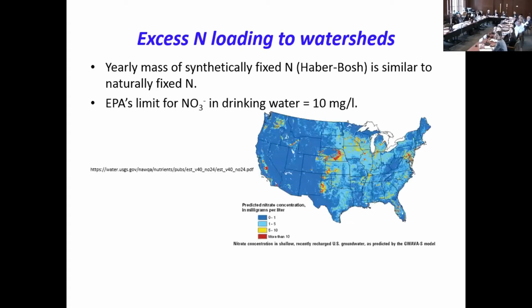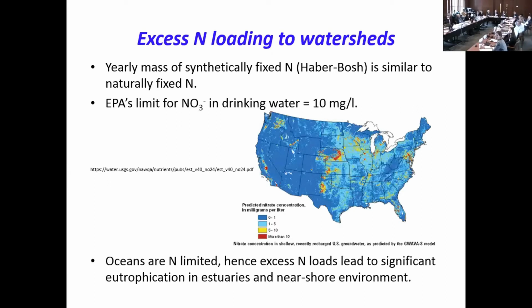Here's a map of the US. Many locations exceed these nitrate drinking water standards. The problem is, in addition to health issues, oceans and estuaries are nitrogen limited. As we export more nitrogen, we see problems like the dead zone in the Gulf of Mexico. You see pictures by China with huge amounts of eutrophication in the coast due to excess nitrogen.